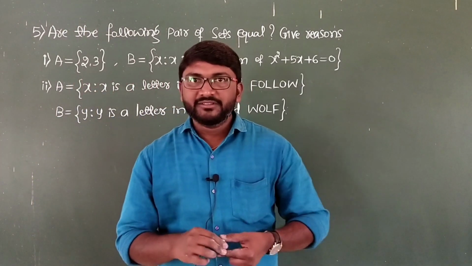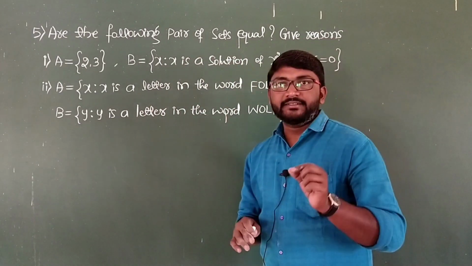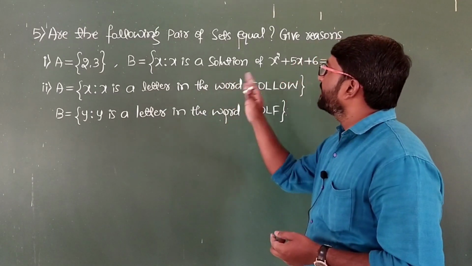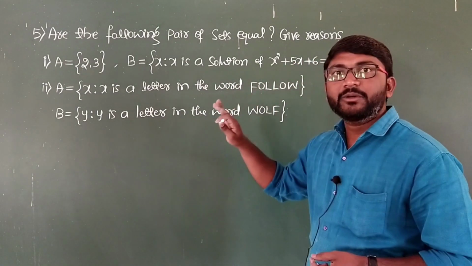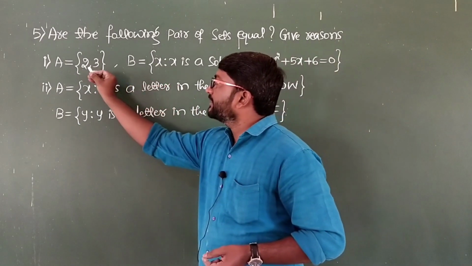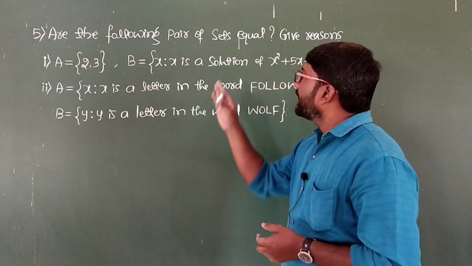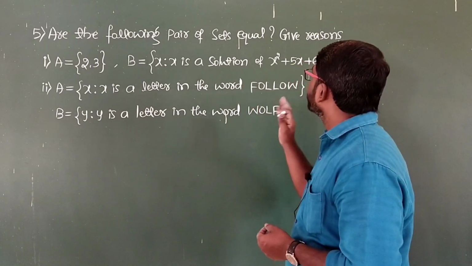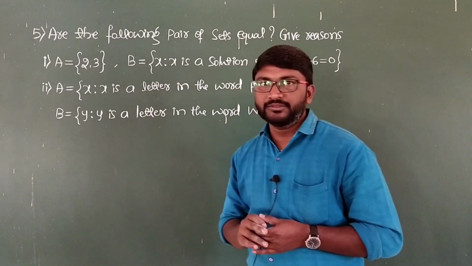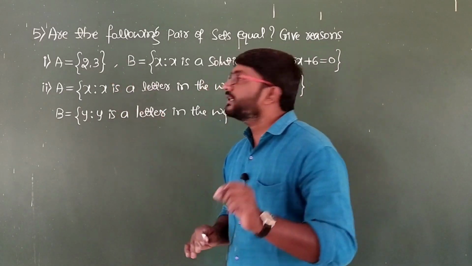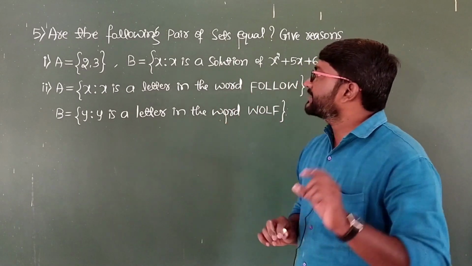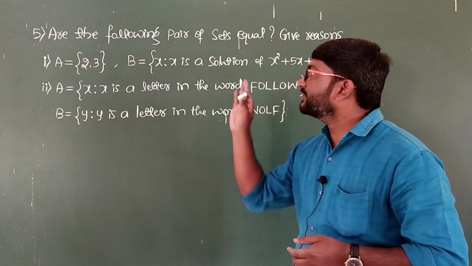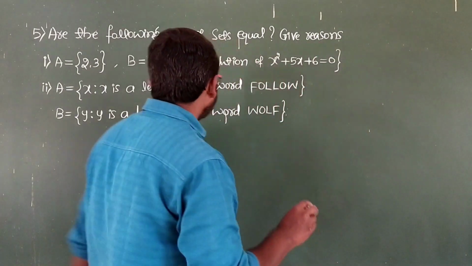So the fifth main question is: are the following pairs of sets equal, and then give reason. In this we have two sub questions and we have to check whether they are equal or not. In the Roman number 1, A equals 2, 3 and B equals x such that x is a solution of x square plus 5x plus 6 equal to 0. Here A is given in roster form and B is given in the set builder form. First we have to write this in the roster form and then check whether both the sets are equal or not. So I'll go for the solution.